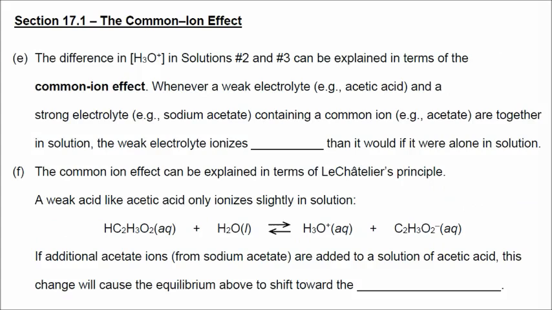That's our question. Well, the difference in the concentration of hydronium in solutions 2 and 3 can be explained in terms of the common ion effect. Whenever a weak electrolyte and a strong electrolyte containing a common ion are together in solution, the weak electrolyte ionizes less than it would if it were alone in solution. This can also be explained in terms of Le Chatelier's principle. You have the equilibrium for acetic acid, but now we're adding additional acetate ions, and that will cause the equilibrium to shift toward the left, thereby decreasing the concentration of hydronium in solution.